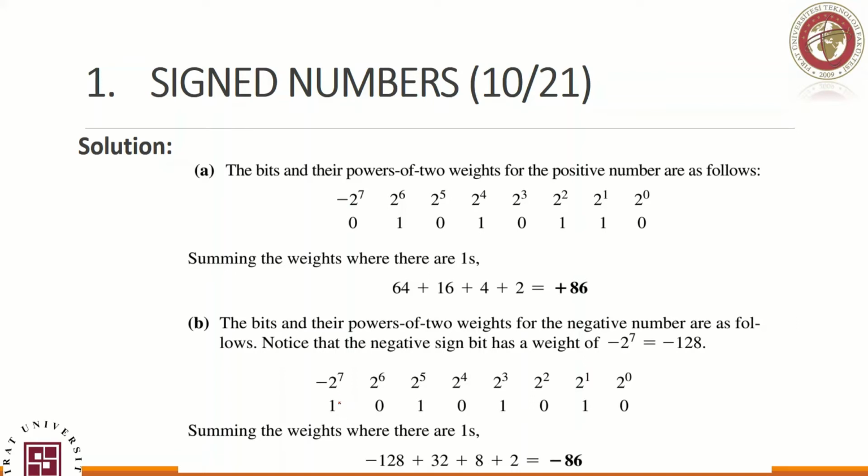Now for the sign bit, we have 1 set. So its weight is minus 2 to 7, minus 128. Summed up with what? This one is 0. So 32. This one is 0. 8. This one is 0. 2. So minus 128 plus 32 plus, this one also 0, plus 8 plus 2. That's minus 86. There is no 1 to be added.